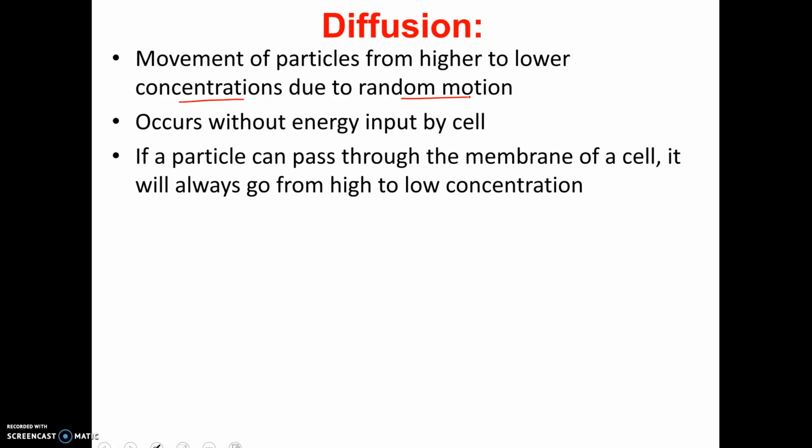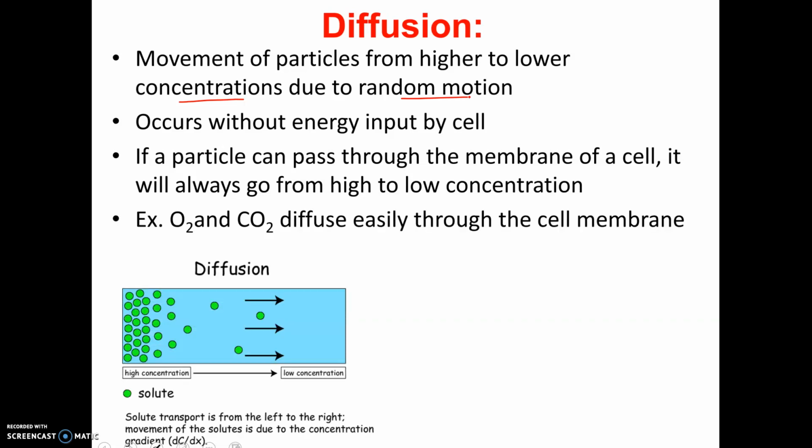And again, the natural direction that any particle that can pass through the membrane will go is from where there's more of that particle to where there's less of that particle. And a good example of this would be oxygen and carbon dioxide. Oxygen is something you need. You breathe in oxygen, and carbon dioxide is a waste product. So oxygen constantly is going into your cells, and carbon dioxide is coming out. And it's going from an area where there's a lot more to where there's a lot less.